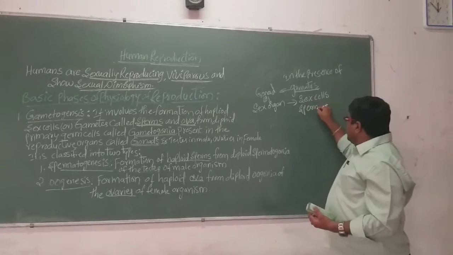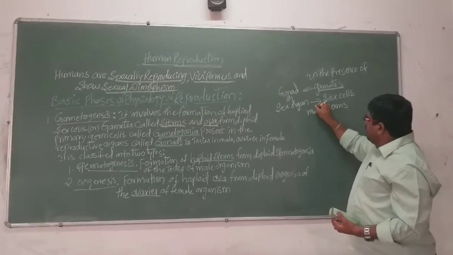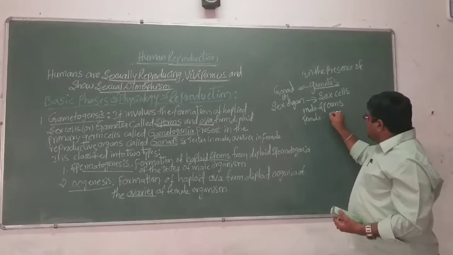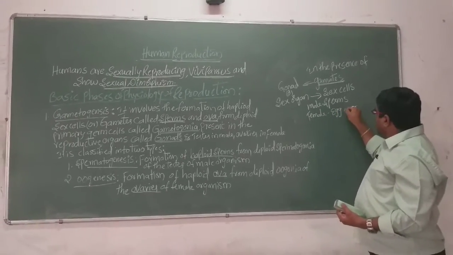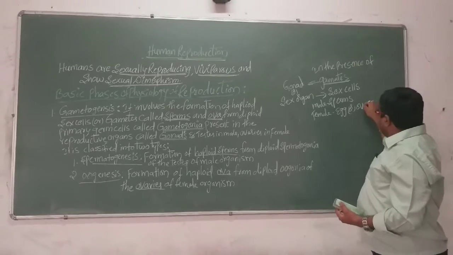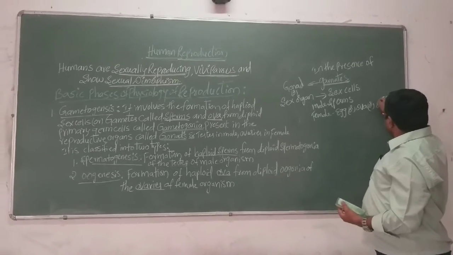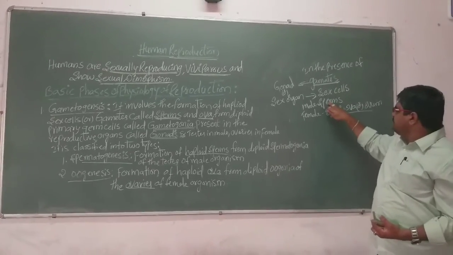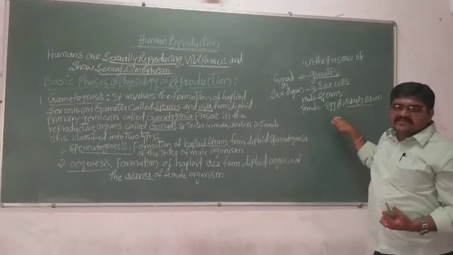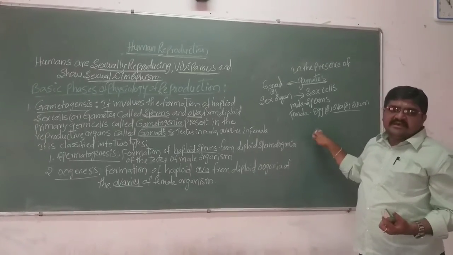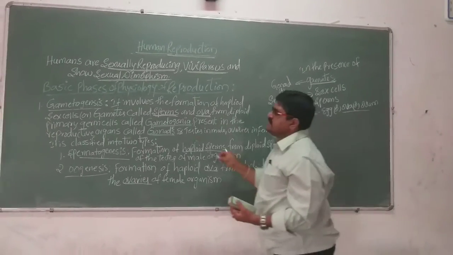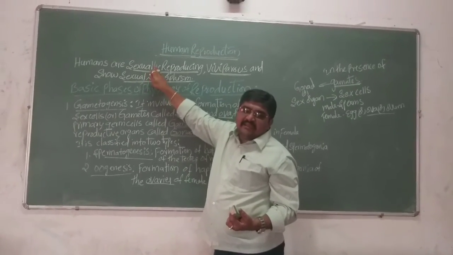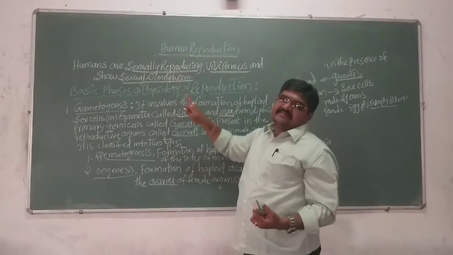Sperms are the male gametes, and the female gametes are the egg or ova. In the presence of gametes, reproduction takes place. So we can call humans sexually reproducing organisms.